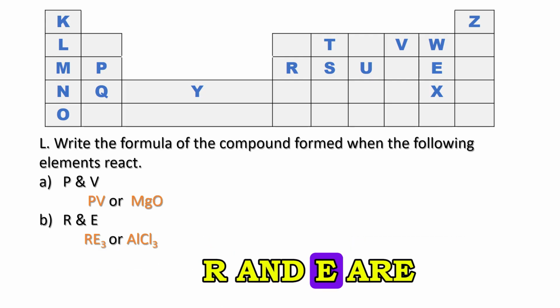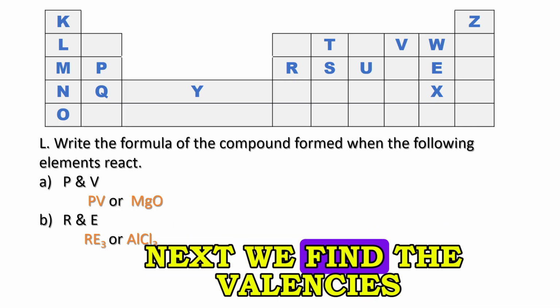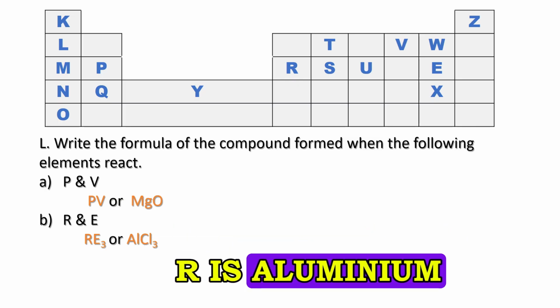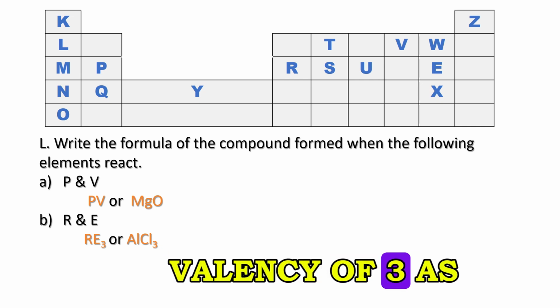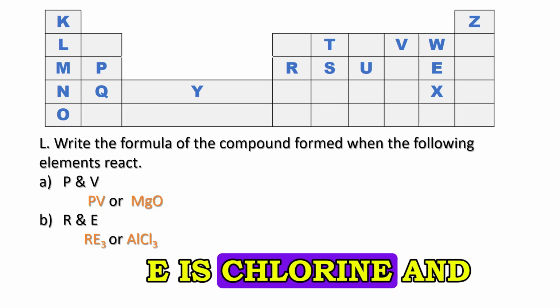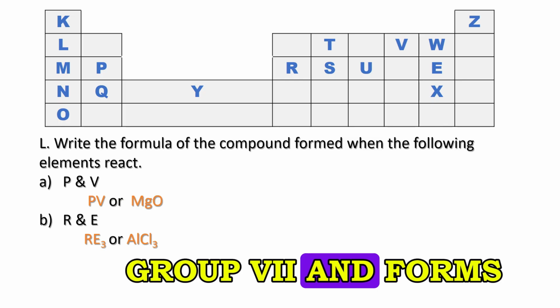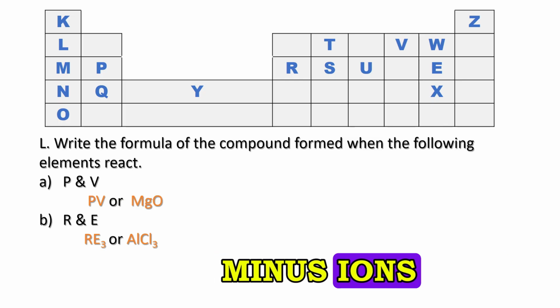B, R, and E are aluminium and chlorine, respectively. Next, we find the valencies. R is aluminium, and it has a valency of 3, as it is in group 3 and forms Al3+ ions. E is chlorine and has a valency of 1, as it is in group 7 and forms Cl- ions.